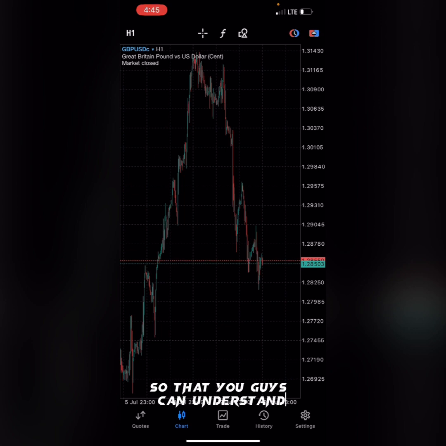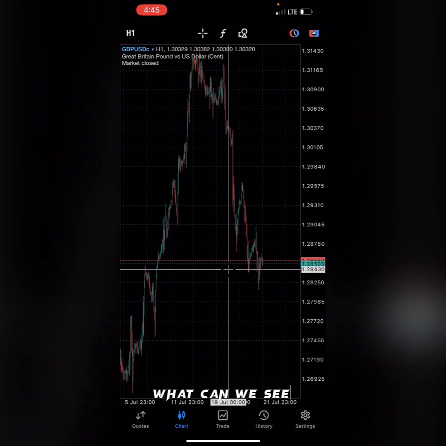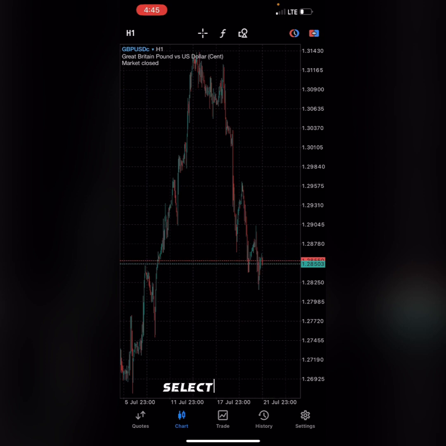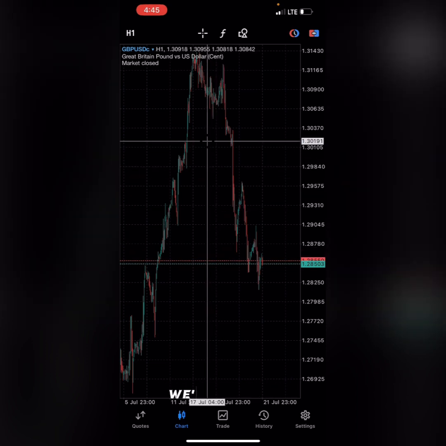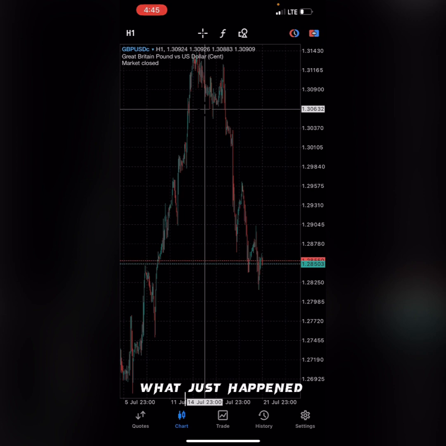so that you guys can understand. First, we need to identify the trend of the market. What did I say? Identify the trend of the market. From here, what can we see? Now, guys, I'm not selecting any market area or where maybe it works or doesn't work. I'm on the latest GBP USD current prices where the market stopped. Today is a Sunday, so the market is not trading. We'll analyze what just happened last week.